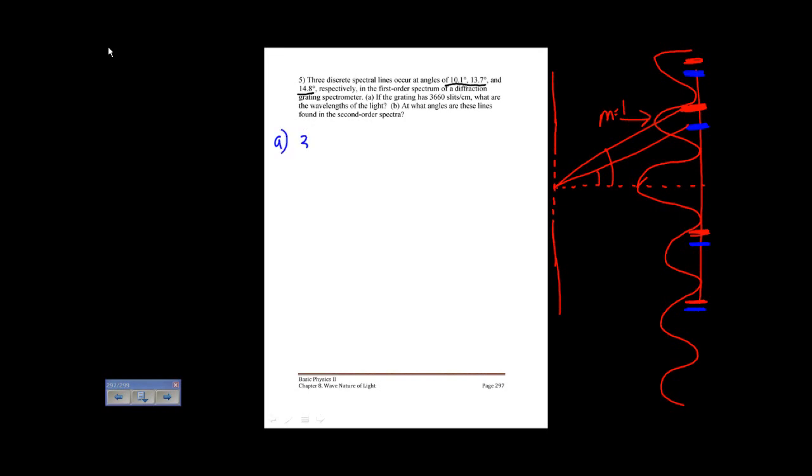So, in part A, my grating has 3,660 slits per centimeter. I want to first convert that into a distance between slits, so that's going to be 1 over 3,660, which is 2.73 times 10 to the minus 4. That's going to be centimeters per slit if you just invert these units. But I want that in meters, so it's going to be 2.73 times 10 to the minus 6 meters.